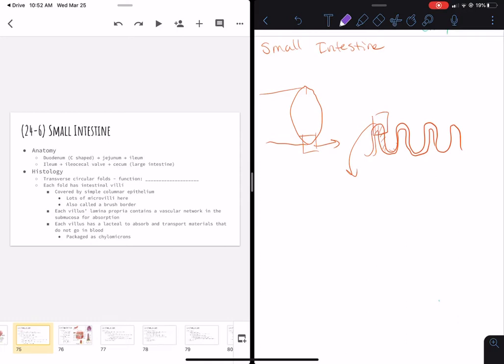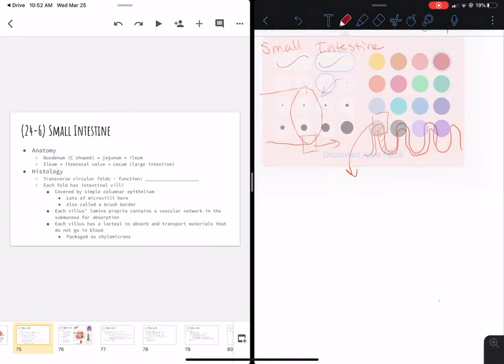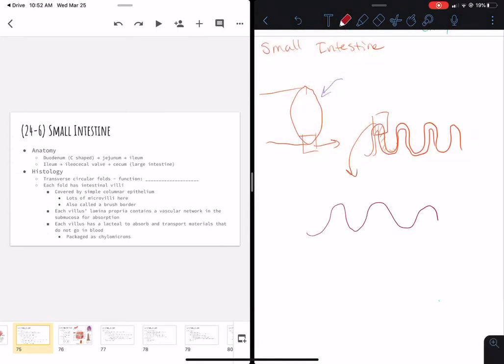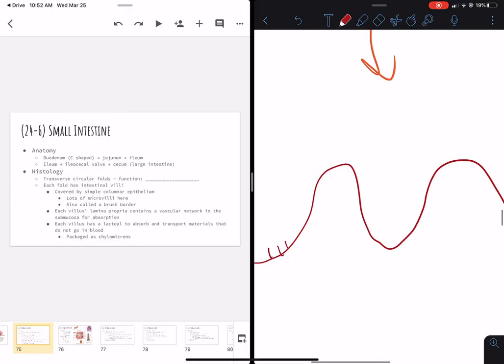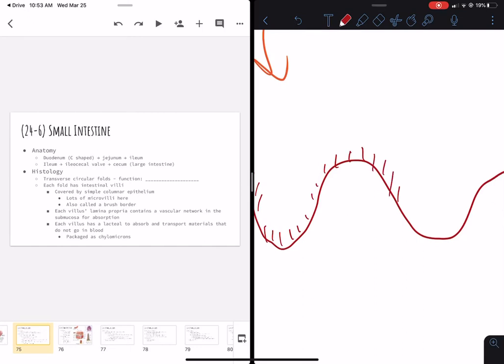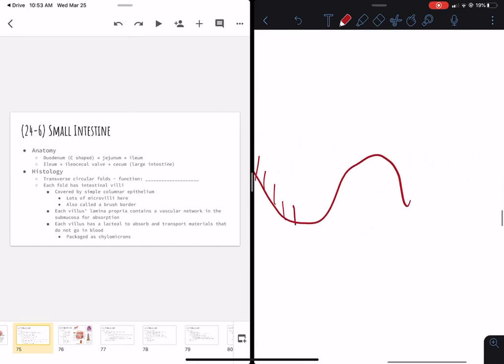Each fold will have intestinal villi, and each of those intestinal villi will have microvilli on top of those villi. So that's what I have drawn over here. If we take the tube and zoom into a part of the tube, we'd see villi, and we'd see simple columnar epithelium. If we zoom in closer into those villi, we could see little microvilli on top of that, and those microvilli will serve to increase the amount of absorption that we can possibly get.